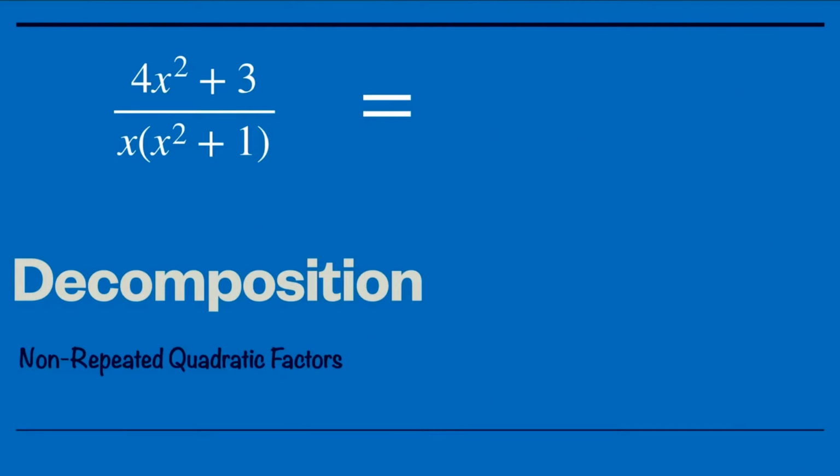So as you can see on the screen, I've got this example, and in the denominator, I have two factors there. We have x and then x squared plus 1 in parentheses as well. And as you can see, that first factor of x is a linear factor, okay? Because we have an exponent of 1 on that factor. And on the second factor, x squared plus 1, that's going to be a quadratic factor. And that's going to be a non-repeated quadratic factor because the exponent outside the parentheses is also a 1.